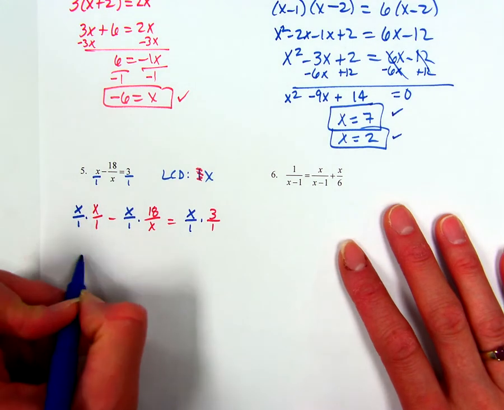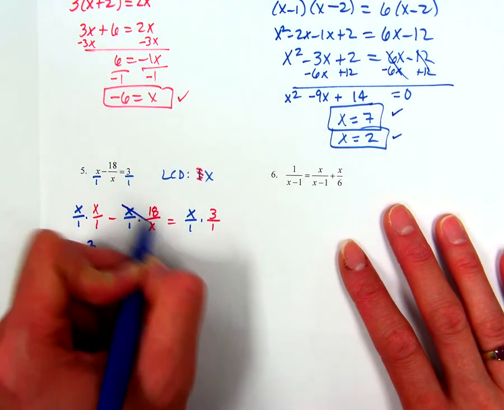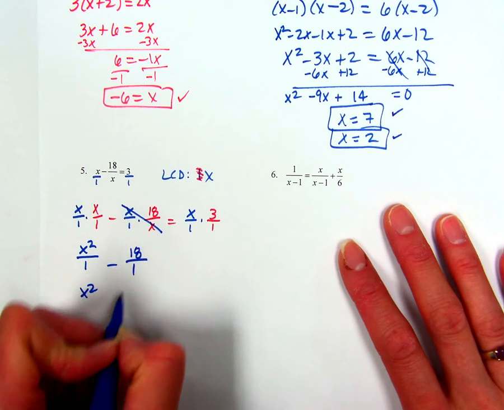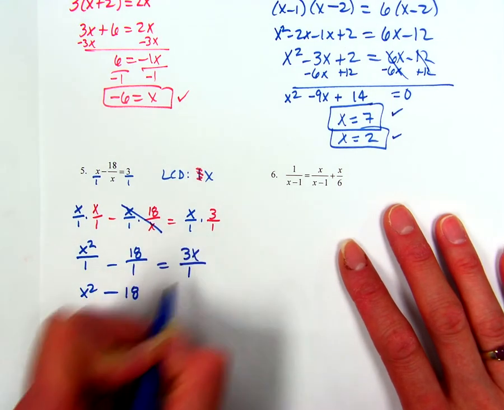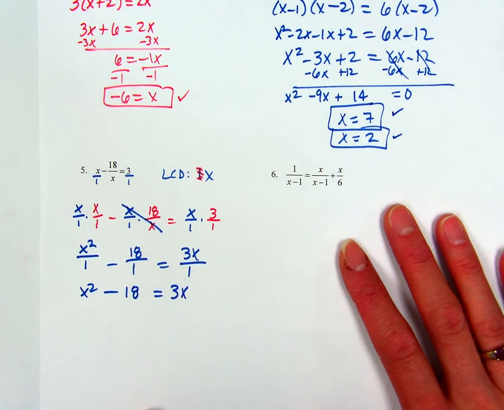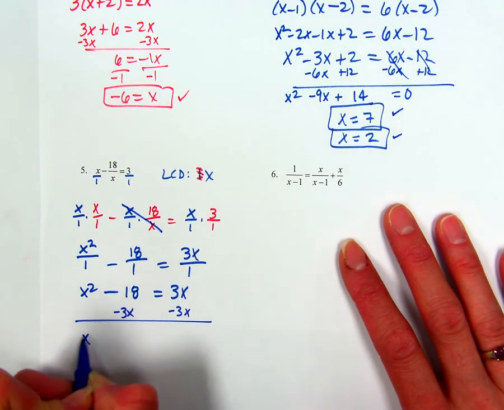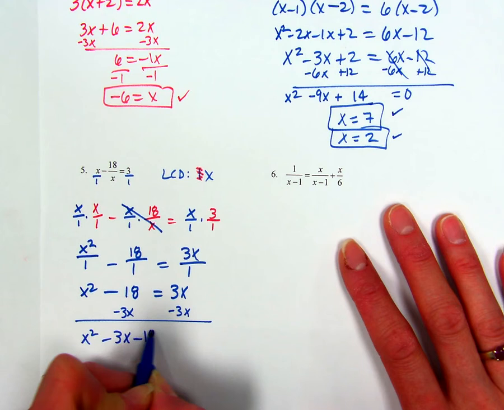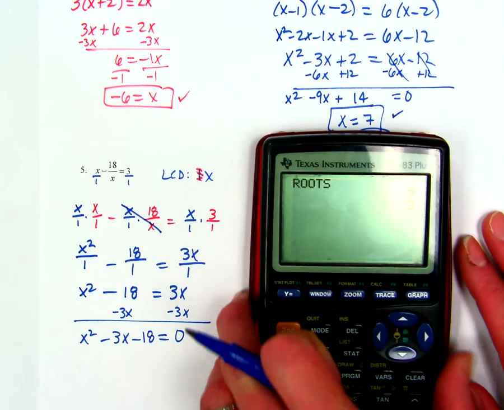All right, so nothing cancels. I'm left with x squared over 1, which is just x squared. I'm left with 18 over 1, which is just 18. And here nothing cancels, so I'm left with 3x over 1, which is 3x. Since I have x squared, I need to move everything to one side. So I have x squared minus 3x minus 18 equals 0. And then again, I'm going to use my A-quad program.